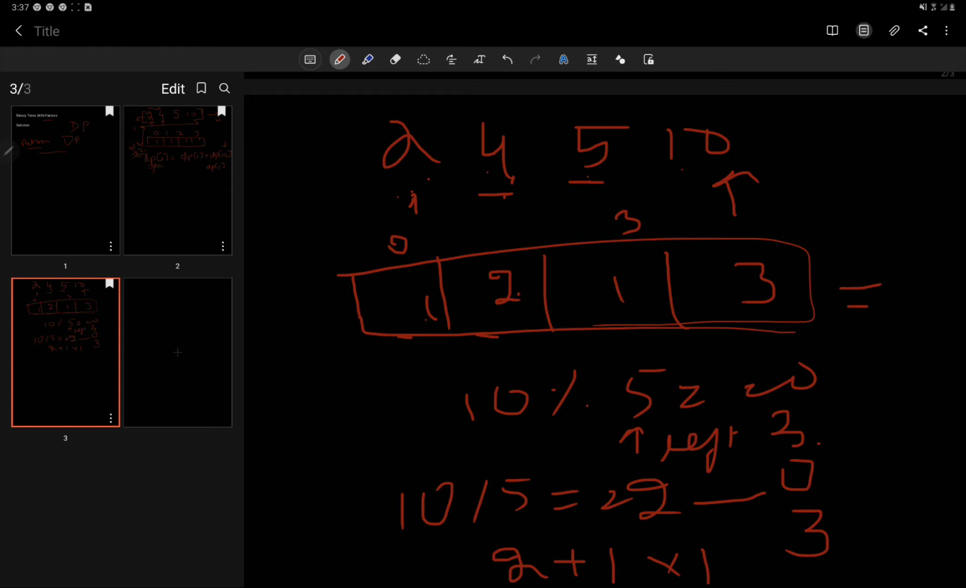So the final answer would be the sum, because if there is no combination, then 1 plus 1 plus 1 plus 1 gives us 4. Now we have the combinations, we just sum them. So 1 plus 1 is 2, 2 plus 2 is 4, 4 plus 3 is 7. So the answer for this is 7.